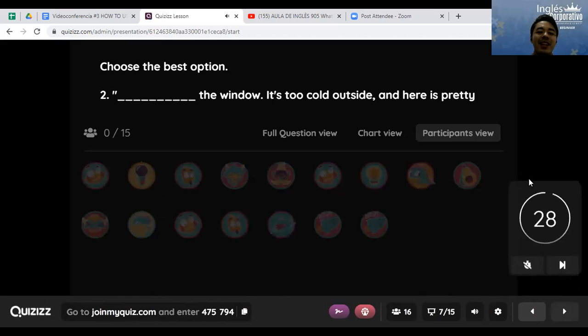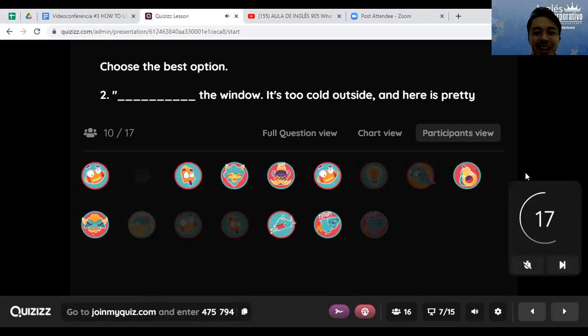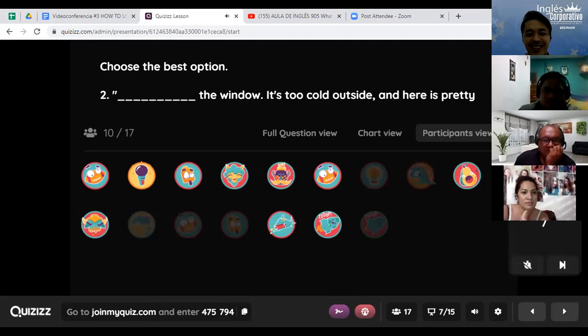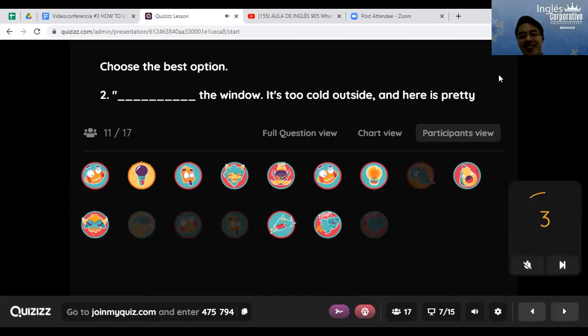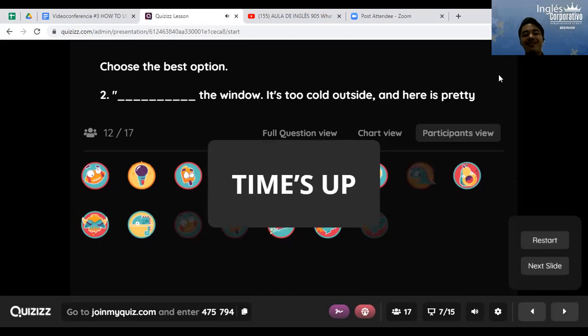Number two. The window, it's too cold outside. And here is really, wait, it's an awkward. It's too cold outside. And here is pretty something. We'll never know. Let's see. Time, 5, 4, 3, 2, 1. Let's see.